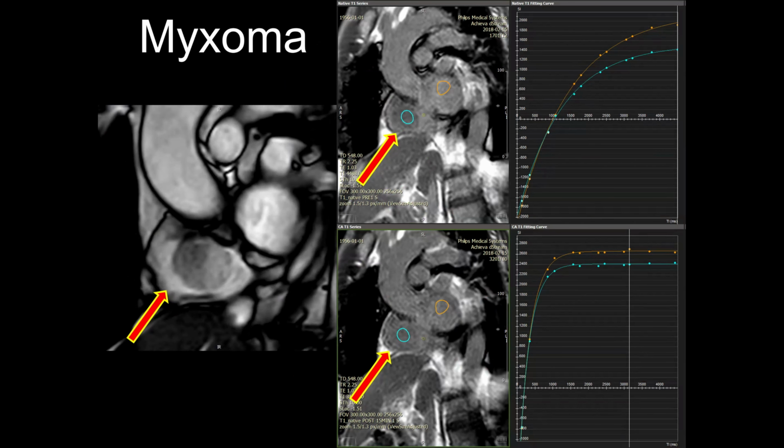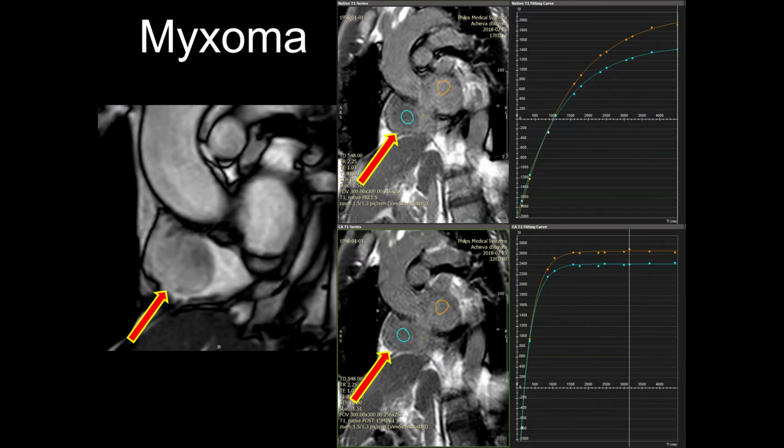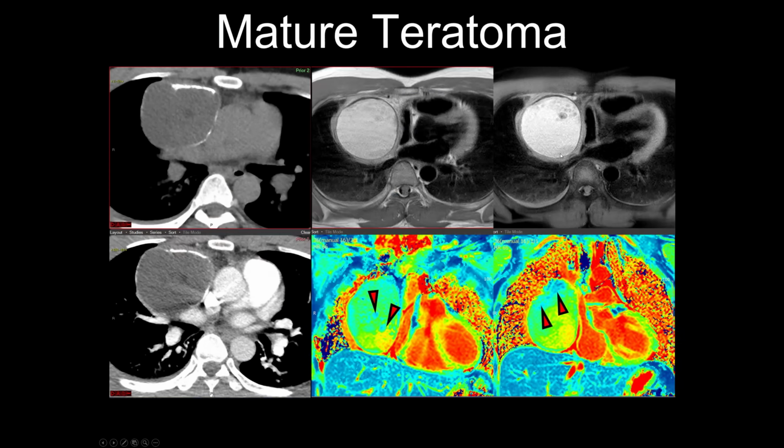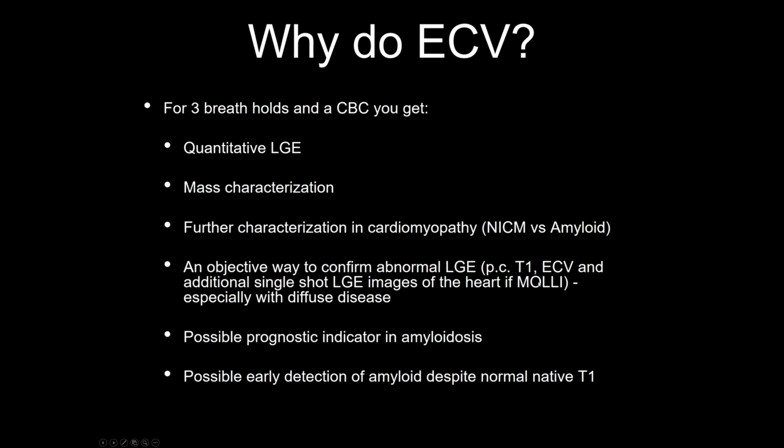Sometimes abnormalities are better seen on cine imaging and even the raw T1 images rather than the tissue maps on which they may be absent, like that myxoma. We use them on mediastinal masses as well because it gives us an objective ability to identify fat, for example, in this teratoma. Some have asked, why do ECV at all?